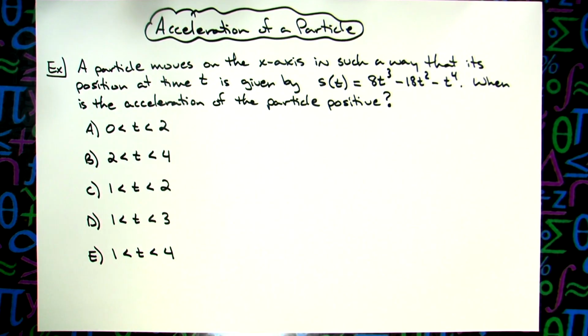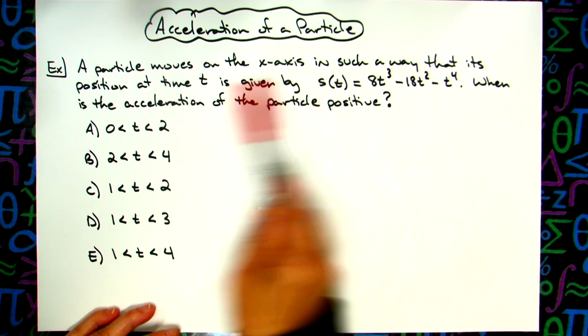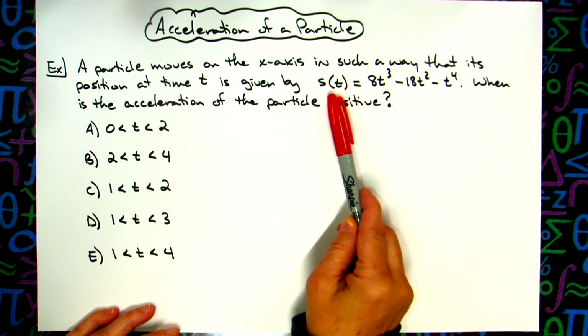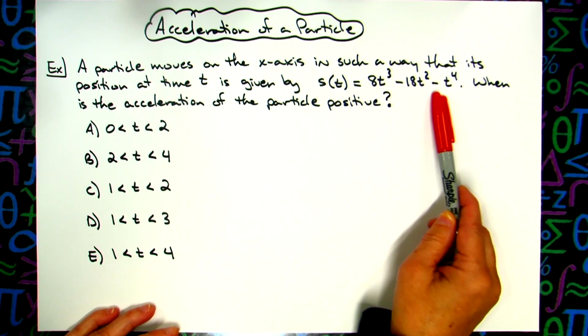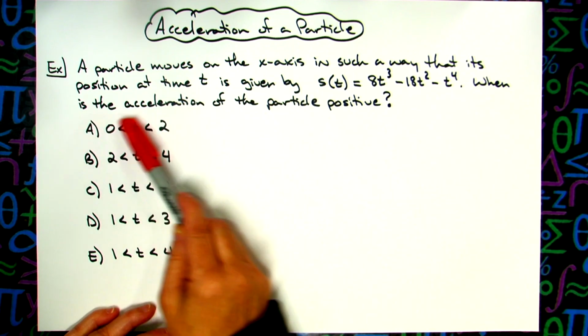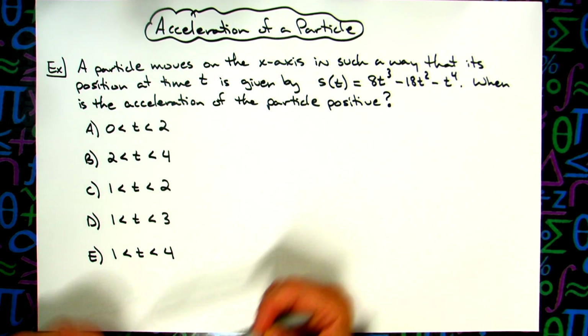This question deals with the acceleration of a particle. A particle moves on the x-axis in such a way that its position at time t is given by s of t equals 8t to the third minus 18t squared minus t to the fourth. When is the acceleration of the particle positive? And we have a multiple choice question here.